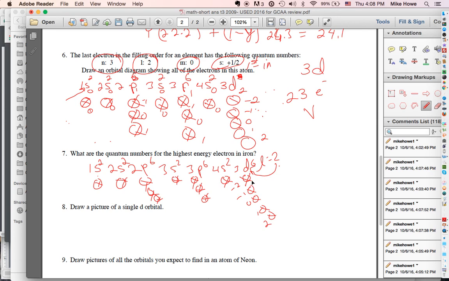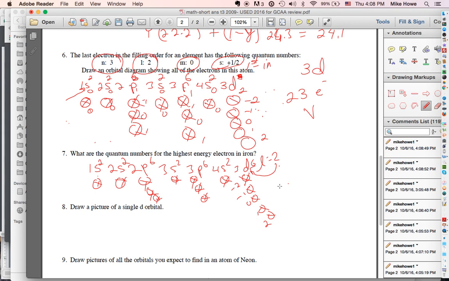So for this electron, this one right there, N would be 3, L would be 2, M would be negative 2, and S would be negative 1/2. Why would it be negative 1/2? It's because it's the second electron into that orbital. So there's your 4 quantum numbers right there.